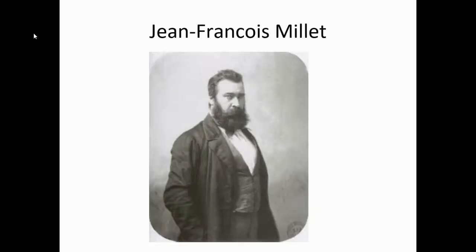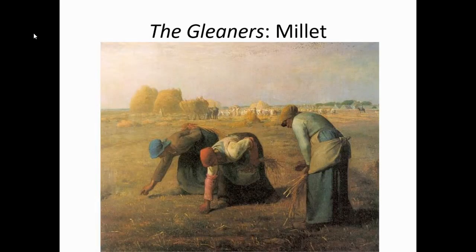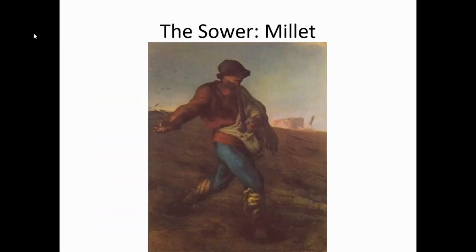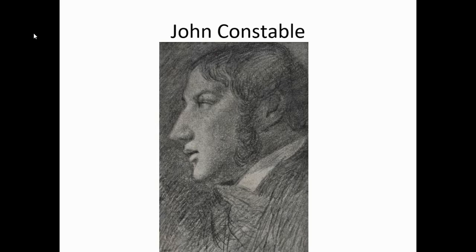But we move on to Jean-Francois Millet, and he has, of course, the Gleaners, showing these women who are coming through and picking up the scraps of wheat and straw after a harvest has come through. He also has the Sower, which you can see there, someone obviously setting out with a planting, sowing seed. And now we move on to John Constable.